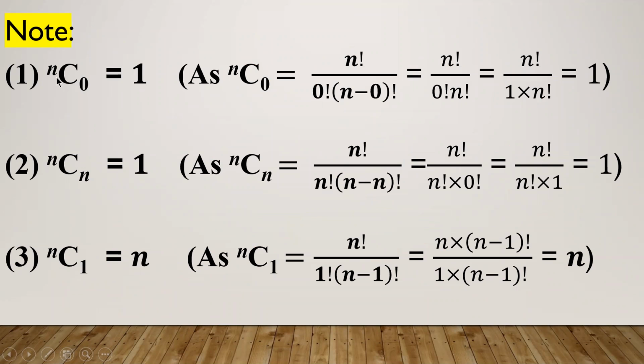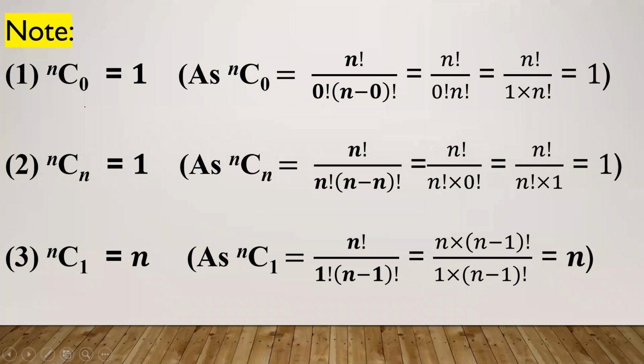This nC0 means out of n people, if you are selecting nobody, I mean 0 people, then it is 1. How is it calculated? nC0 is n factorial divided by 0 factorial into (n minus 0) factorial. So it is n factorial over 0 factorial and n factorial. Now 0 factorial value is always 1. So this is 1 into n factorial. Now n factorial will get cancelled and you will be left with 1. So nC0 is always 1.